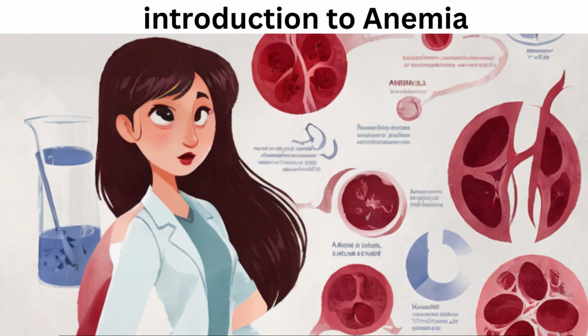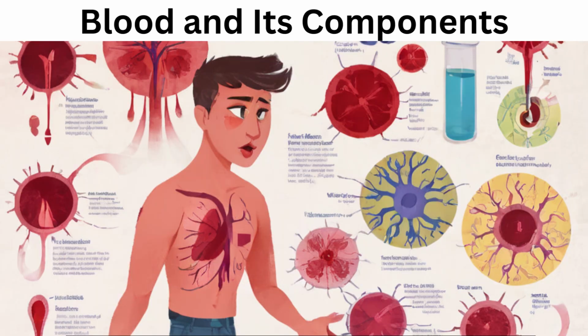Today's topic is Introduction to Anemia. Anemia is a common medical condition that affects millions of people worldwide. At its core, anemia is a disorder of the blood. To understand it better, we need to explore the fundamental components of blood and how they work together to keep our bodies functioning optimally. Blood and its components.